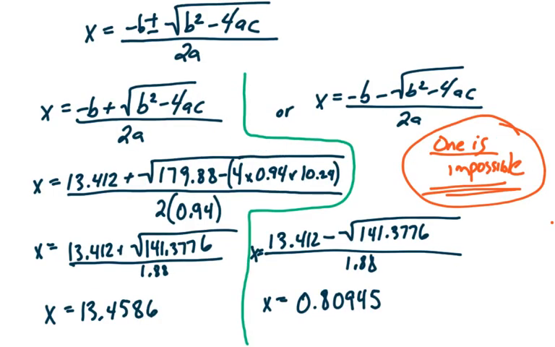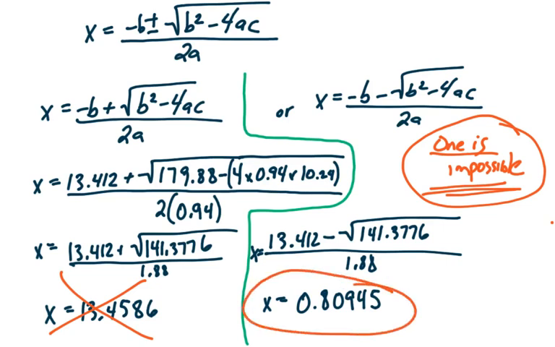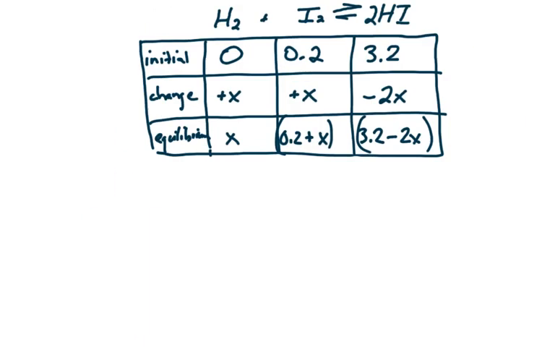So in this case, my impossible answer is this one. And I'm going to go with this for x. So let's take this value for x, 0.80945. Notice I didn't round too early on any of my values. The more you round, the more precision you take away from your answer. So try not to round these too much. 0.80945. Okay, we're going to plug it in here. We found that x is equal to 0.80945 molar.